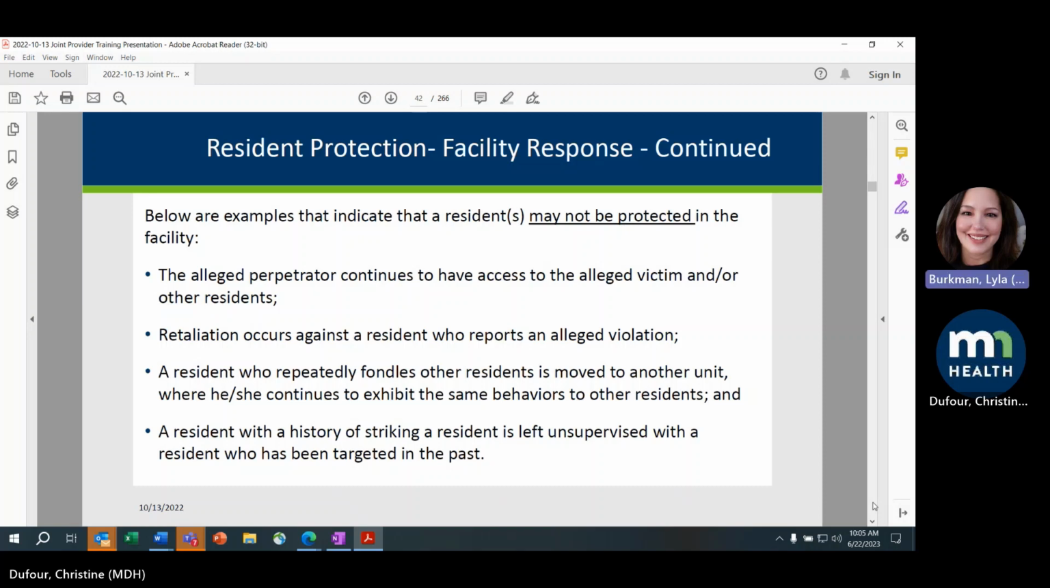Below are examples that indicate that a resident may not be protected in the facility. The alleged perpetrator continues to have access to the alleged victim and/or other residents. Retaliation occurs against a resident who reports an alleged violation. A resident who repeatedly fondles other residents is moved to another unit, where he or she continues to exhibit the same behaviors to other residents. And a resident with a history of striking a resident is left unsupervised with a resident who has been targeted in the past.